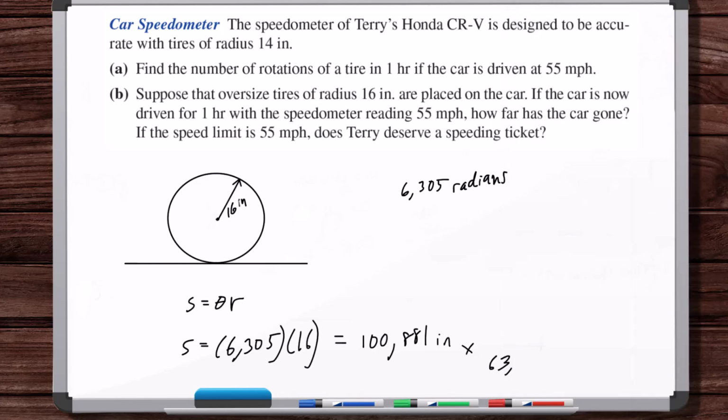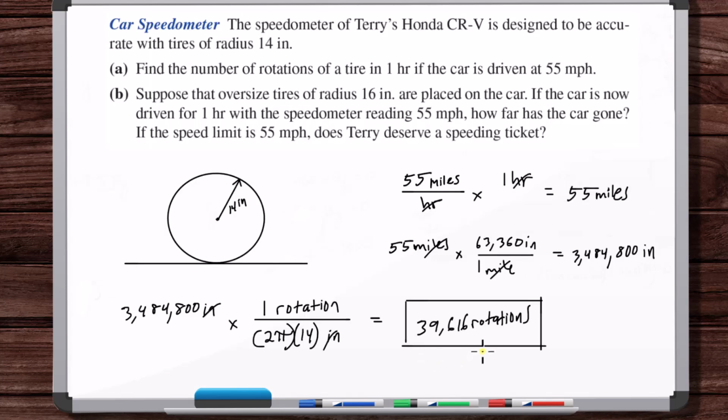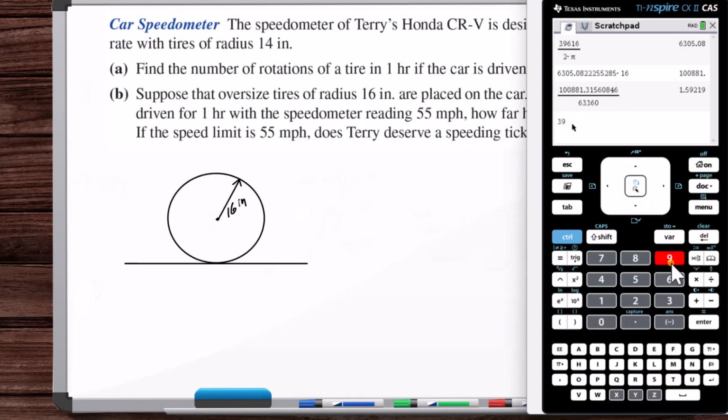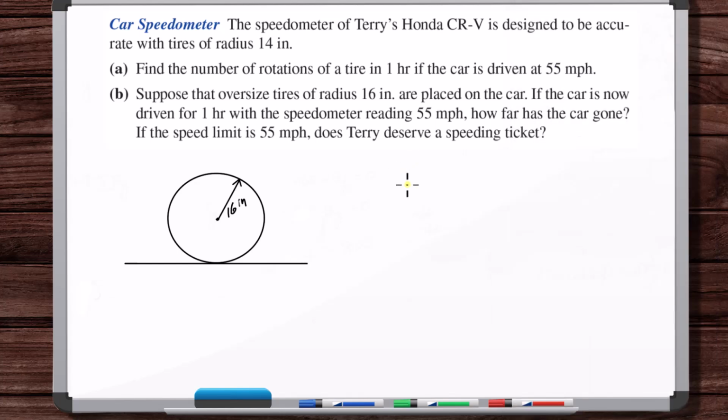Okay, I messed this up. I divided the rotations. You multiply that times 2 pi, not divide. So 39,616 times 2 pi is about 248,915 radians.